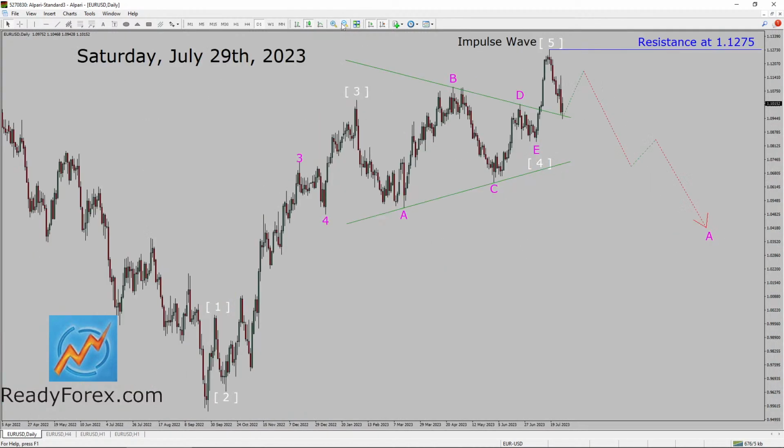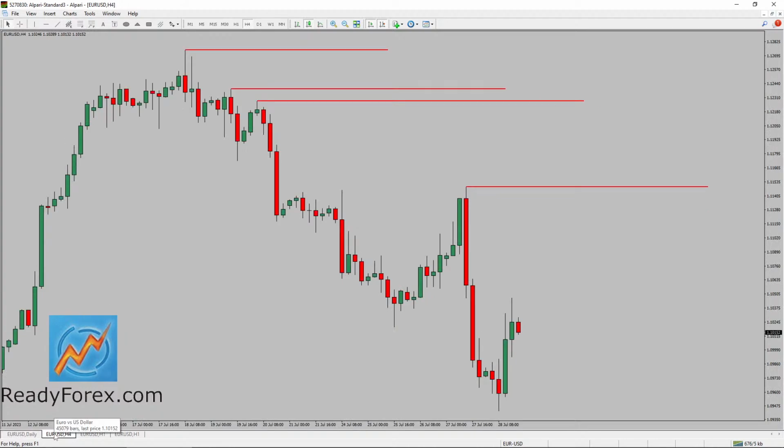So the way I see price action is probably going to rise up more and then it's going to drop further in coming trading days. So I expect bearish wave A corrective leg in coming trading days. Inside 4-hour time frame, price action is printing lower swing highs and lower swing lows. To me, euro dollar pair trend looks down in 4-hour time frame.